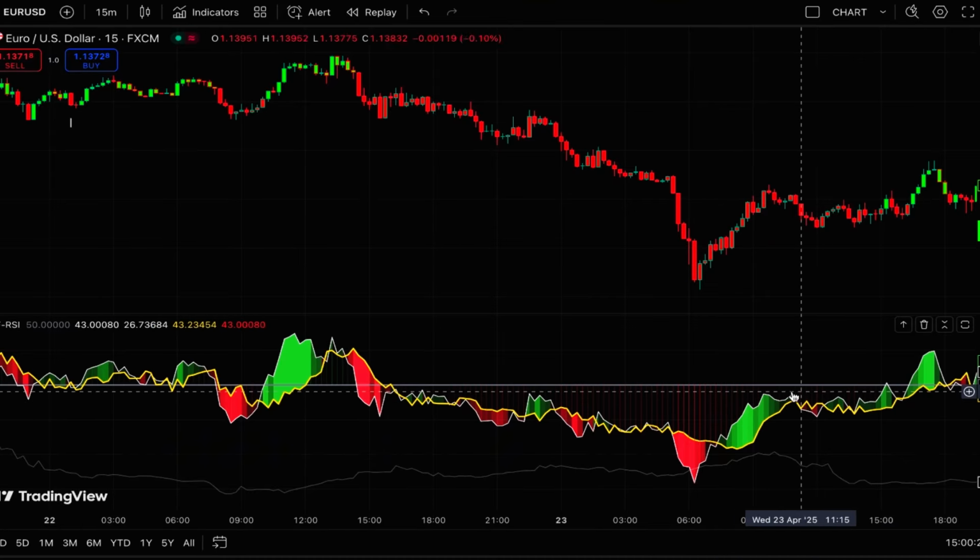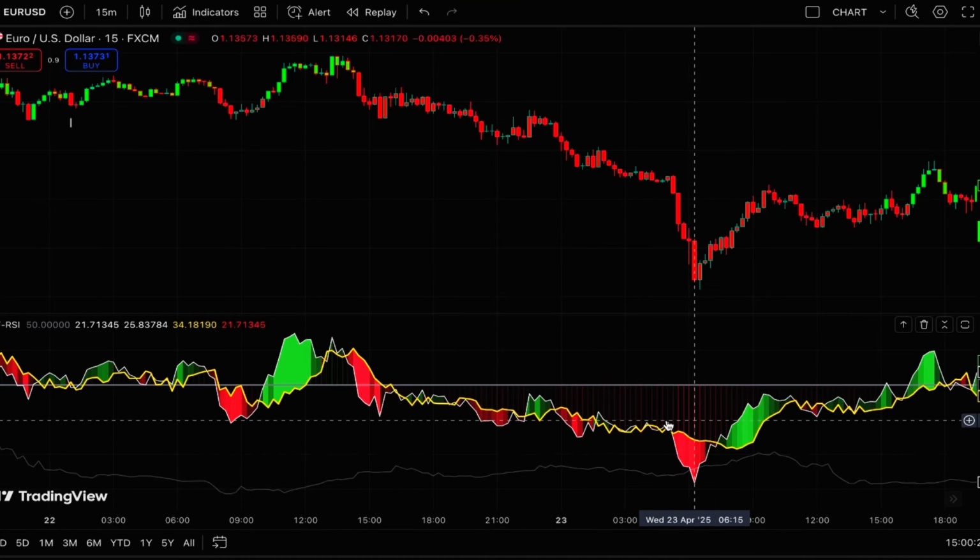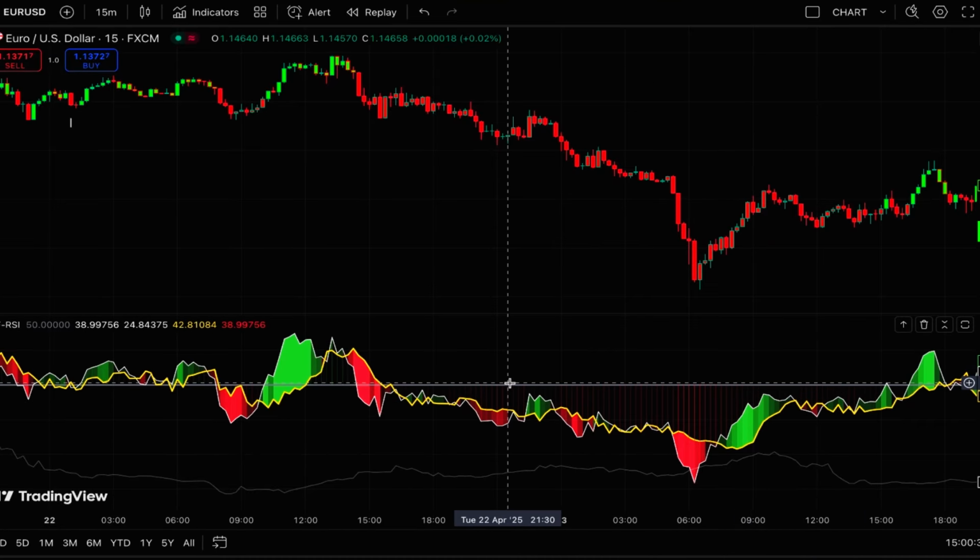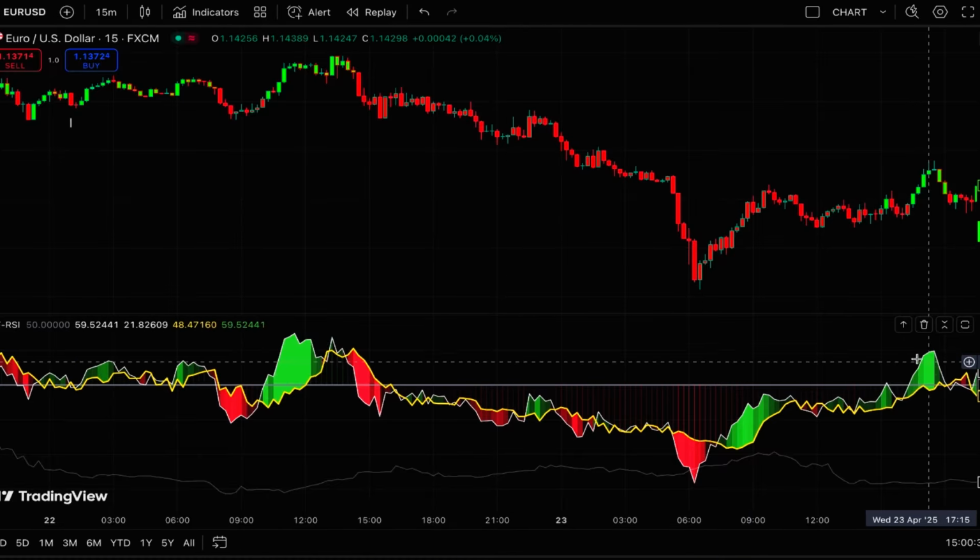This indicator does not mark overbought or oversold levels, so in case you use RSI for identifying overbought and oversold conditions, you can add horizontal lines at 70 and 30.